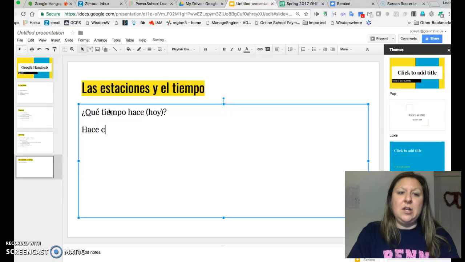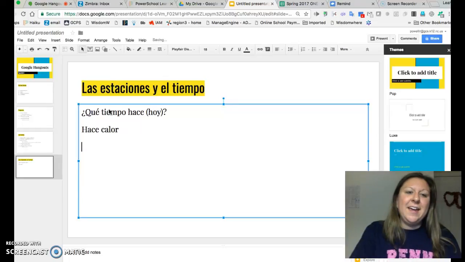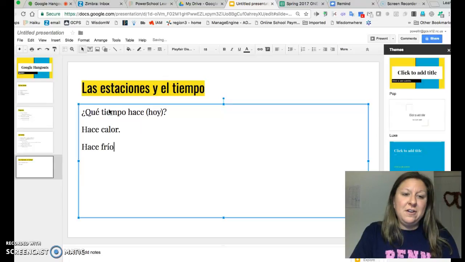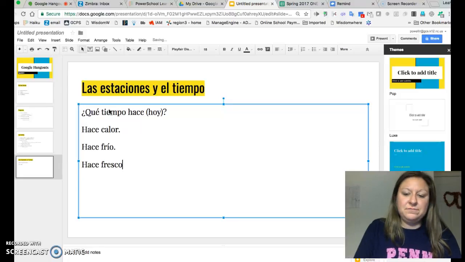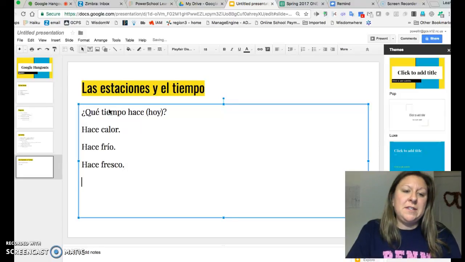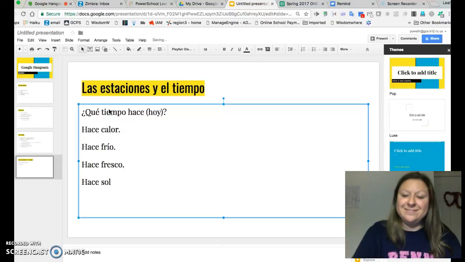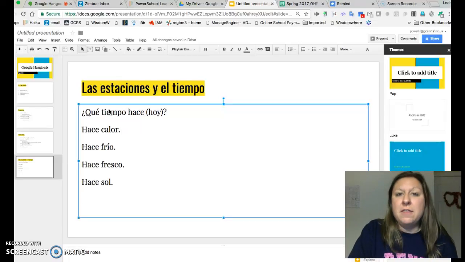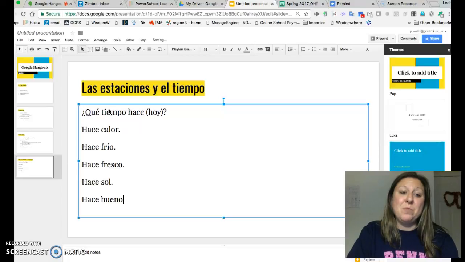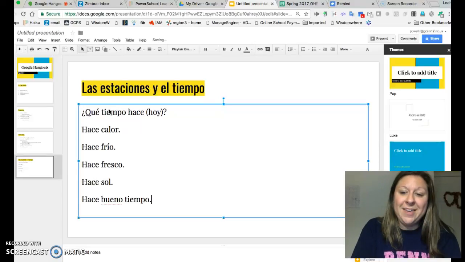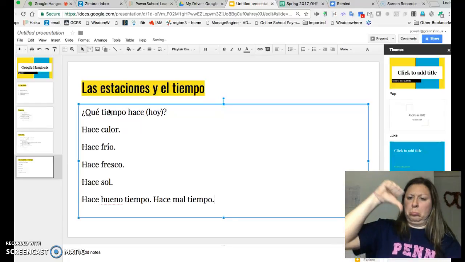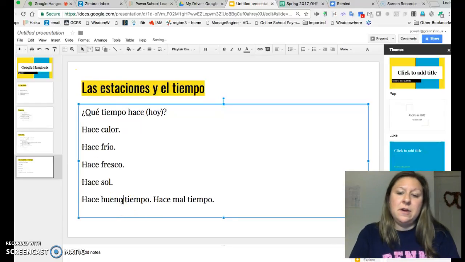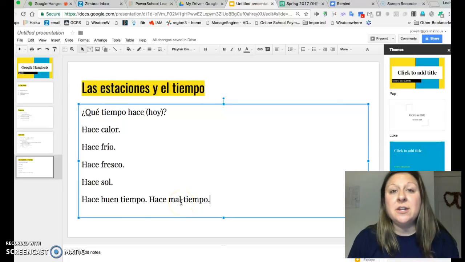So we can say hace calor, hace frío, hace fresco. We can talk about hace sol. And then there are a few other ones that we could use within this. We could use hace buen tiempo, or we could say hace mal tiempo when talking about bad weather. So these are some ways that you can answer, but each of these are going to start with the word hace.